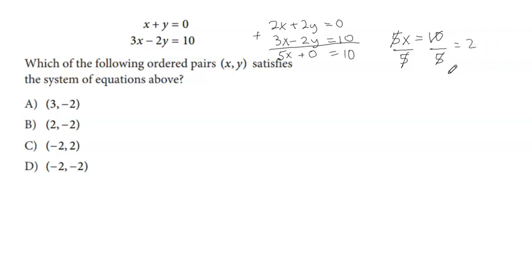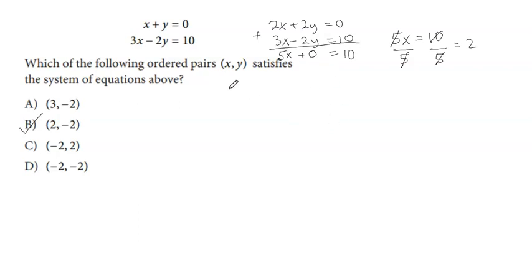2. And I can quickly go through the answers and see which one gives me an x value of 2. Only B has that value. And the first equation also gives me another clue, saying that for any value I get for x, the y value is going to be the negative of that, or vice versa. So B is our answer.